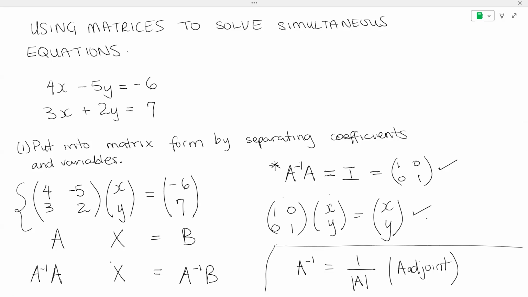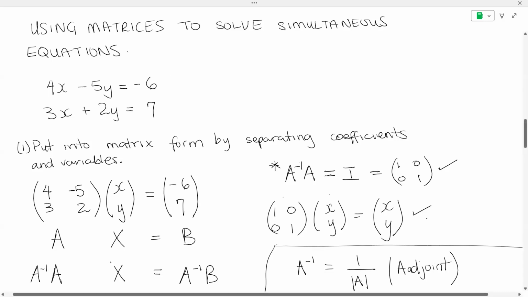If it's A and B, you put A and B. If it's L and M, you put L and M. If it's X and Z, you put X and Z. So 4, -5, 3, 2, X, Y equals to the solution in a column matrix, -6, 7.